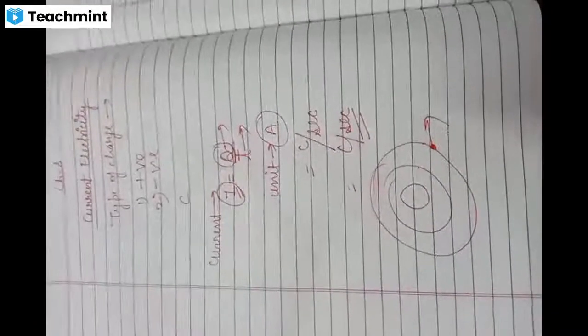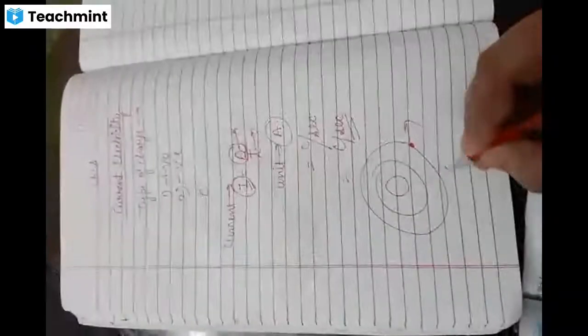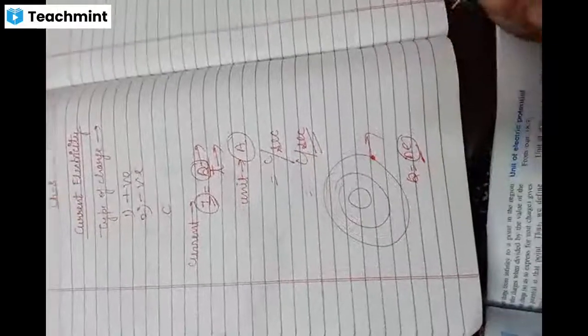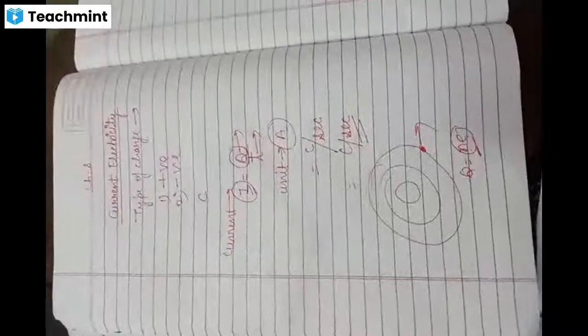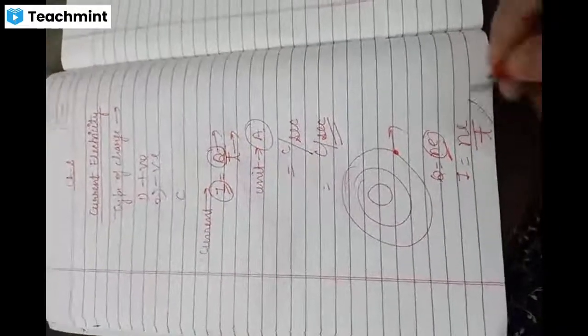If n electrons pass through the conductor, then charge on the body will be Q is equal to Ne, number of electrons into electronic charge. We know that I is equal to Q by T. So I is equal to Ne by T.